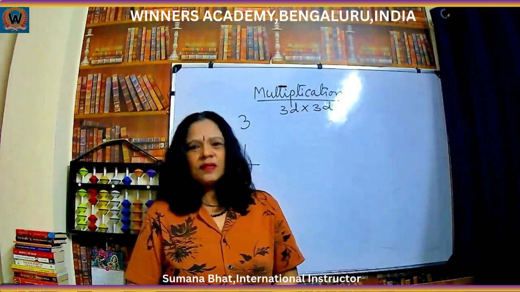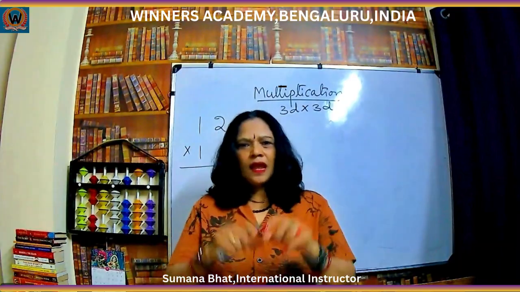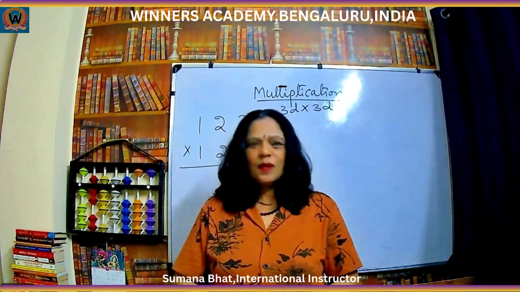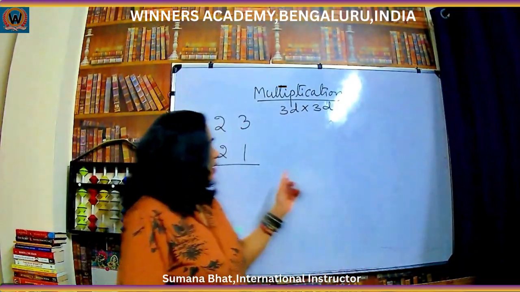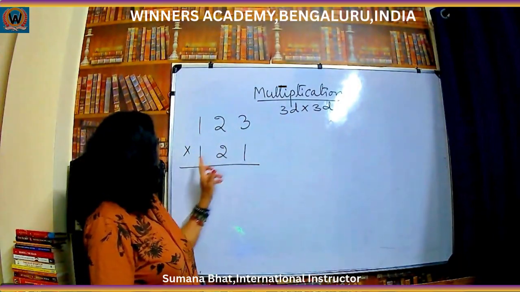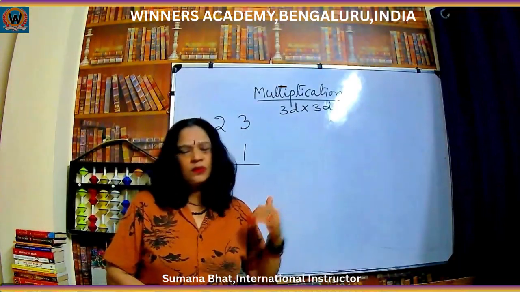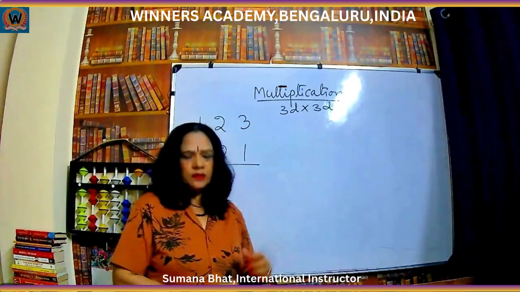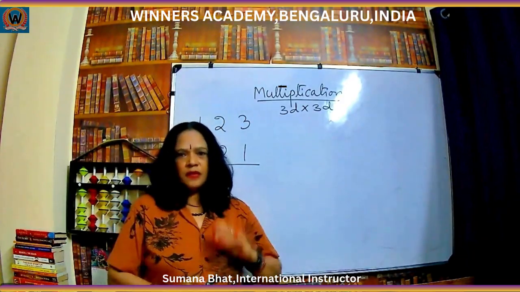Today we are going to learn how to multiply 3-digit into 3-digit numbers in only one line by using Vedic mathematics tricks. Okay, here we are having the number 123 multiplied by 121. 3-digit into 3-digit. To multiply this, what is the pattern we have to use?